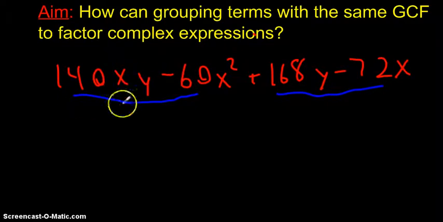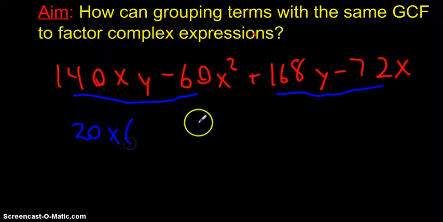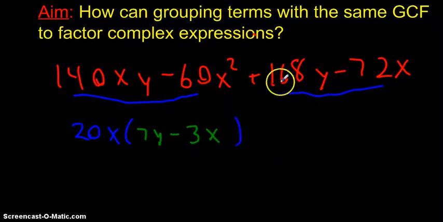20 goes into both of these evenly, so let's factor out 20. X goes into both, so that'll leave over 7y minus 3x. Okay. And these have a GCF of 24. No variables, so just write down what's left here.